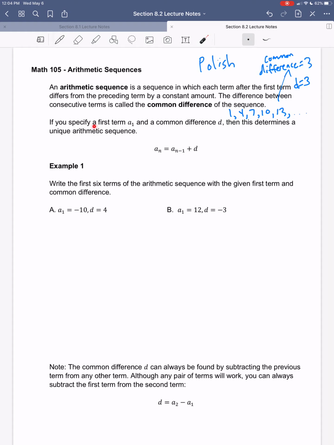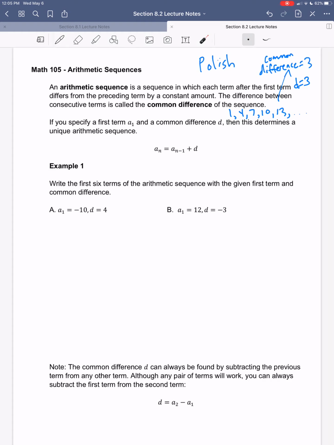So if I specify a first term a sub 1 and a common difference D, then that determines a unique arithmetic sequence. So that's all we need to know. And of course, the way it works then, to find the nth term, to find the current term, we take the preceding term and we add that common difference, right? To get the fifth term here of 13, we would take the fourth term of 10 and add 3. To get the fourth term, we take the third term and we add 3. That's what this recursion formula is saying to do.